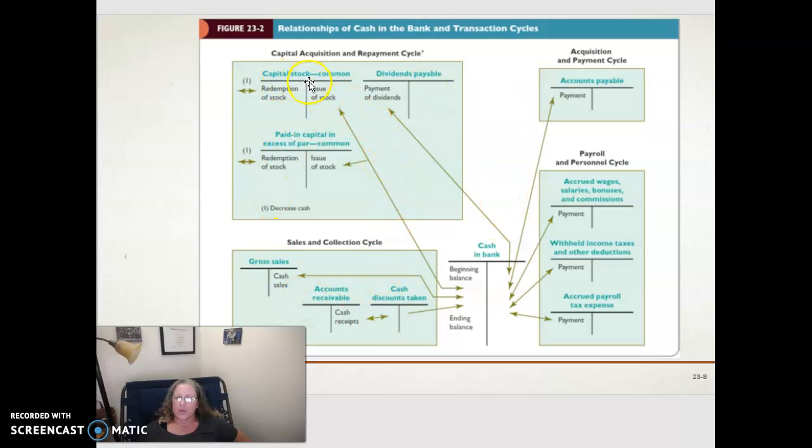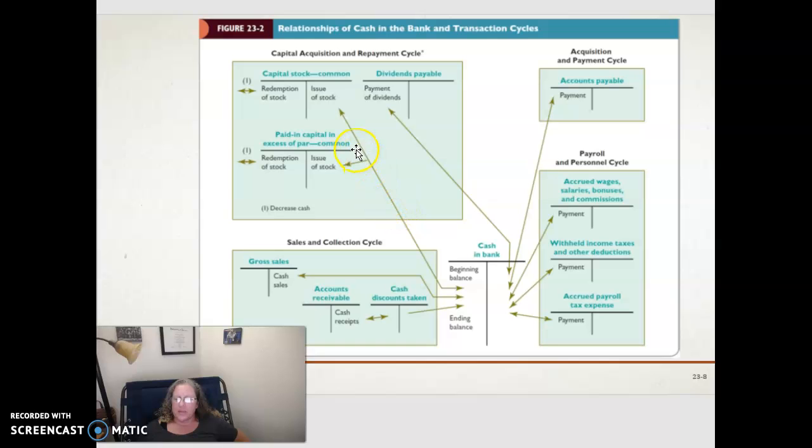Okay, so we have capital stock, common capital stock, dividends payable, and paid-in capital in excess of par. For common stock, we have the acquisitions and payment cycle. This is your accounts payable account. Payroll and personnel cycle. This includes accrued wages, salaries, bonuses, and commissions, withheld income taxes and other deductions, and accrued payroll tax expense. And then here we have the sales and collection cycle. We have gross sales, accounts receivable, and cash discounts taken.